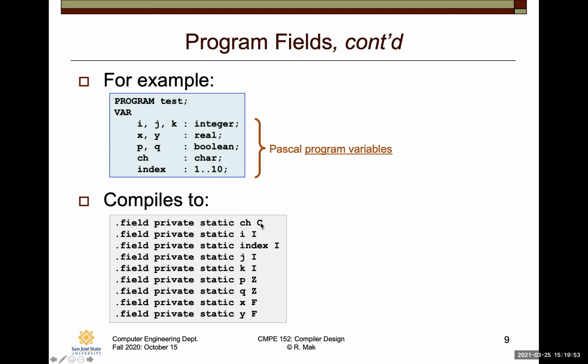And then we have to specify the data type of each one of these. So character is capital C, integer is capital I, and so forth. Remember that in the Jasmine code, program variables do have their names.